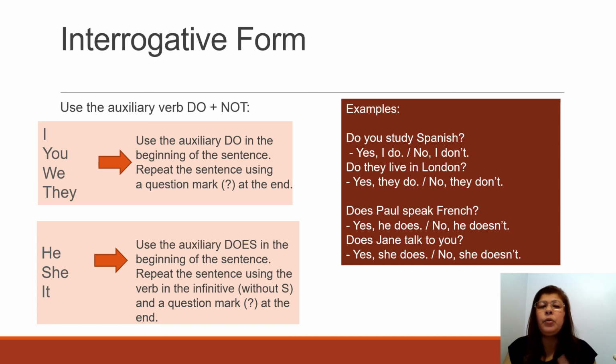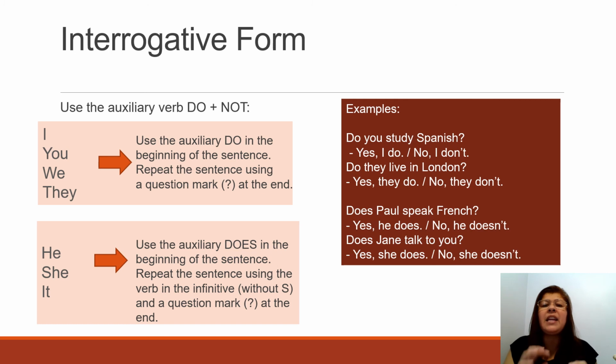For example, do you study Spanish? Okay, so you use do at the beginning and you repeat the affirmative sentence. So you say, you study Spanish. Question: do you study Spanish? And the short answer, resposta curta, yes, I do. No, I don't. As it is a short answer, you must use the auxiliary verb. Yes, I do. You don't say, yes, I study. You say, yes, I do.